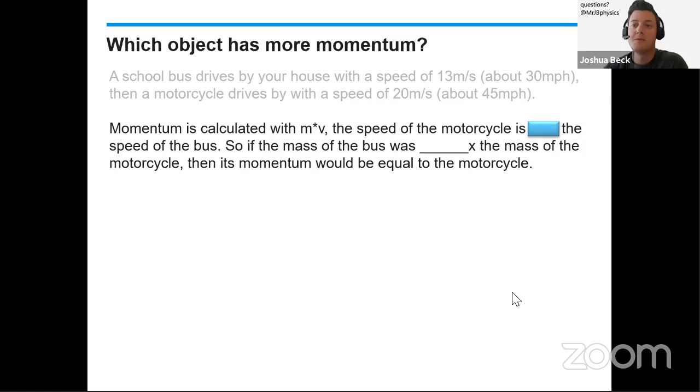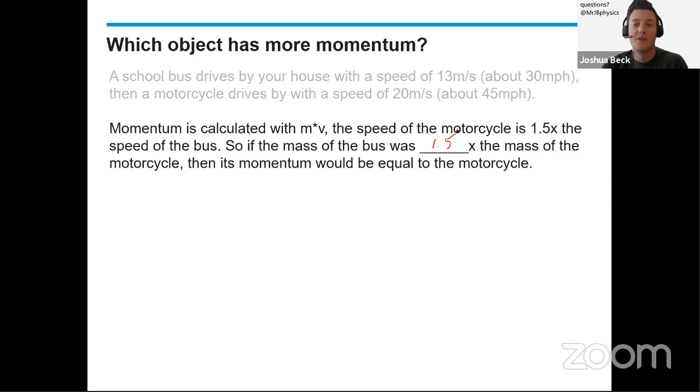Now, in this particular case, the speed of the motorcycle is roughly 1.5 times the speed of the bus. So that means that in order for the bus and the motorcycle to have equal momentum, the mass of the bus would have to be 1.5 times the mass of the motorcycle. So that when we take m times v, we'd end up with the same product.